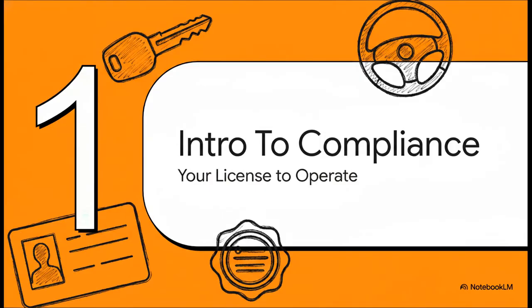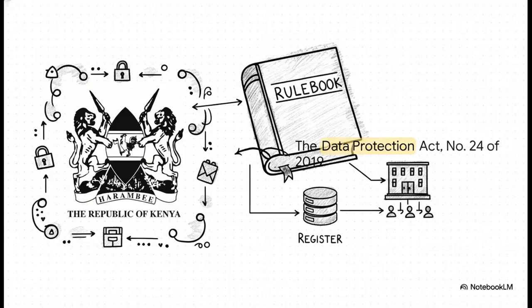Section 1. Introduction to Data Compliance, your license to operate. Think about it like this. You wouldn't just hop in a car and start driving down the highway without a driver's license, right? Well, compliance under this act is essentially your legal license to operate. You simply cannot legally process personal data without adhering to our source material today, the Republic of Kenya Data Protection Act, number 24 of 2019. This is the exact document that establishes the Office of the Data Protection Commissioner. That's the independent body tasked with overseeing the implementation, enforcing the rules, and maintaining the master register of data handlers across the whole country.